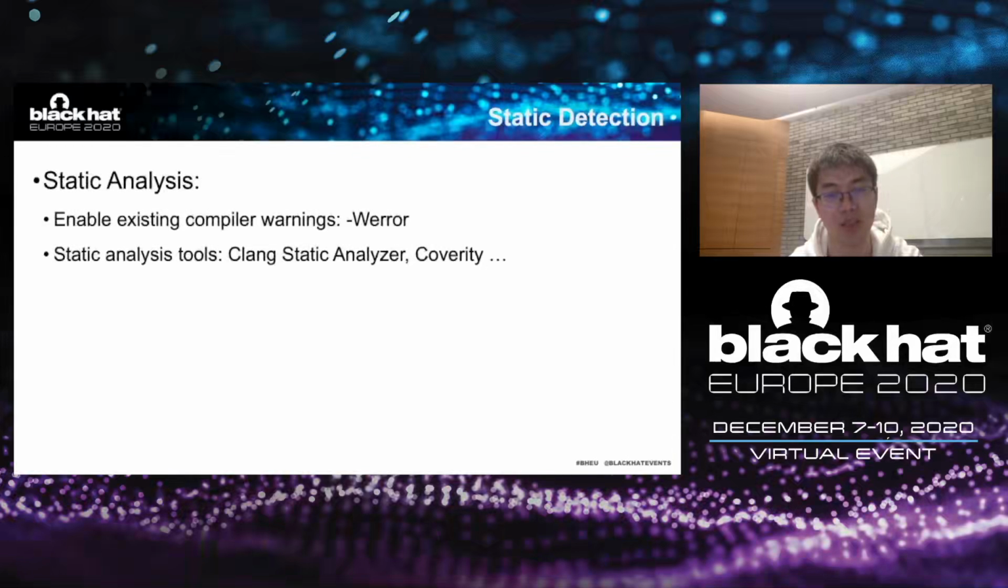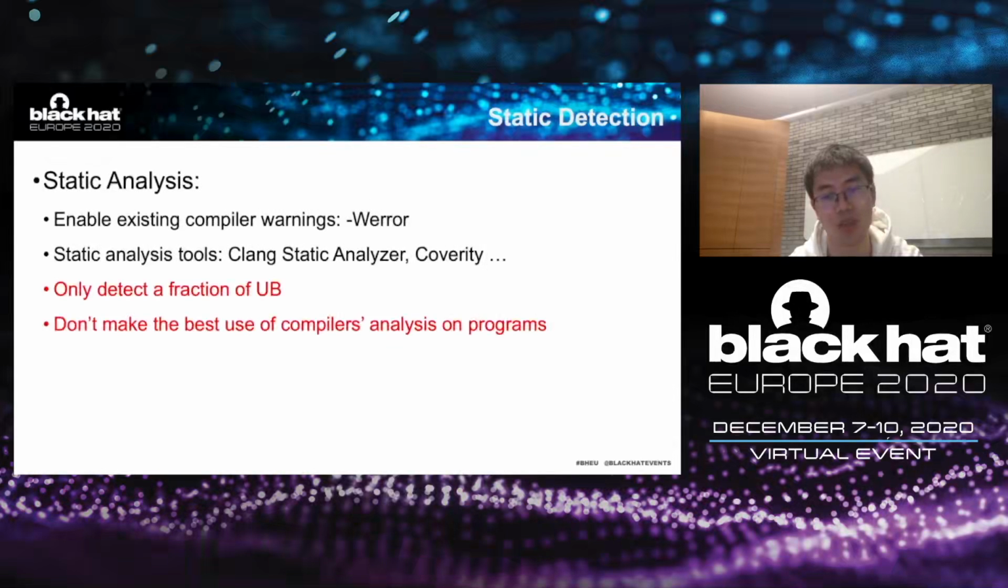As for static analysis, compilers will output warnings for definite undefined behavior. With the -Werror flag, we can stop compiling when undefined behavior has been detected. Static analysis tools like Clang Static Analyzer and Coverity have a lot of checkers to scan for specific undefined behavior. But these tools only detect a fraction of undefined behavior, and they don't make the best use of compilers' analysis on programs.